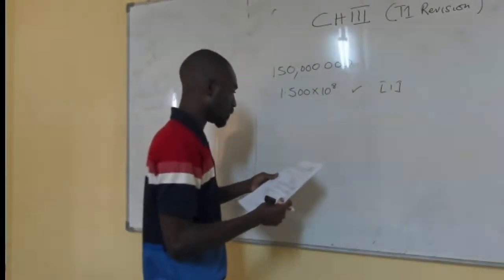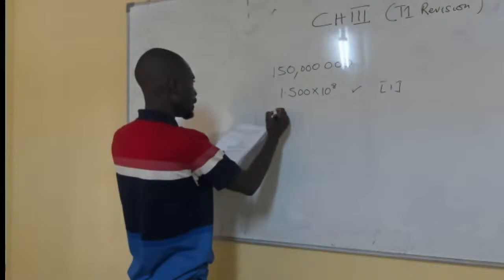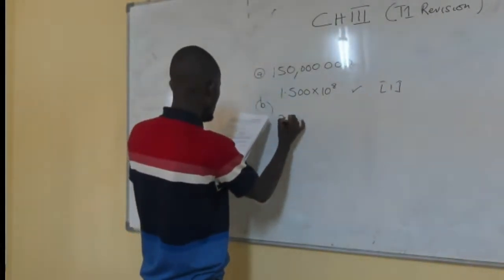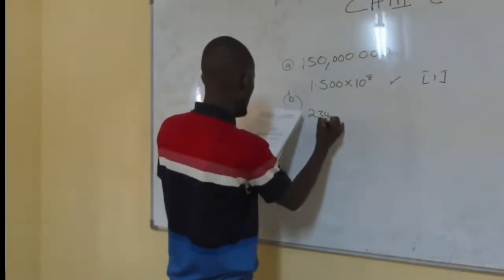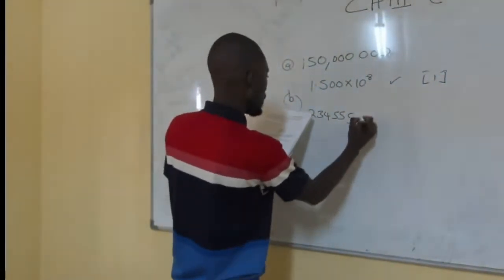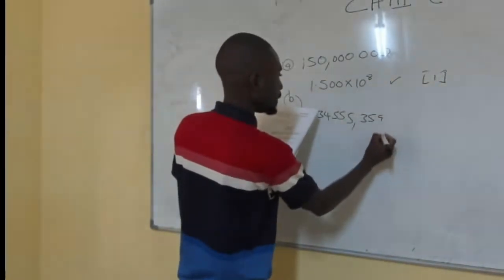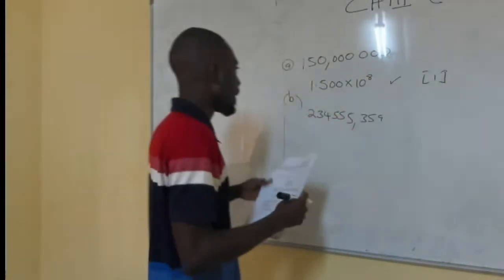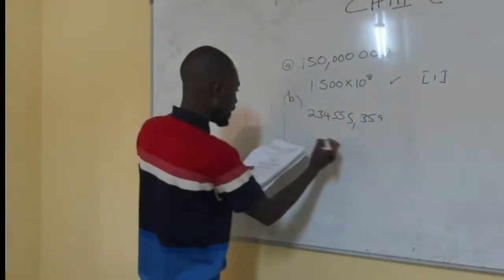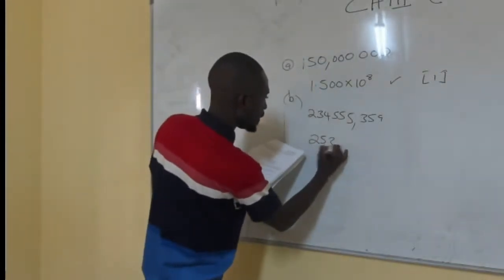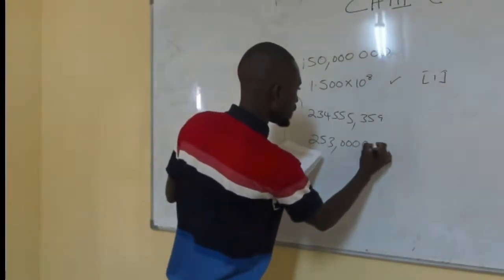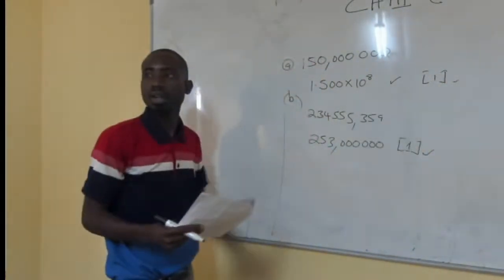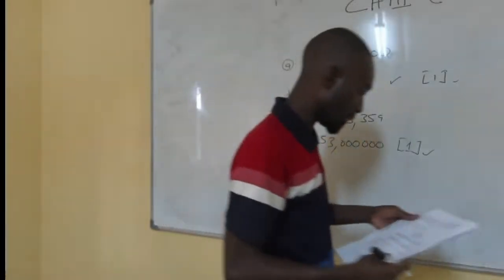Then the other one, this is A, then B, you are given 234,555,359. Then they said to 3 significant figures. So here what you are supposed to say, just give us 253,000,000. That would have earned you 1 mark. So these were values that were supposed to be given on that particular day.